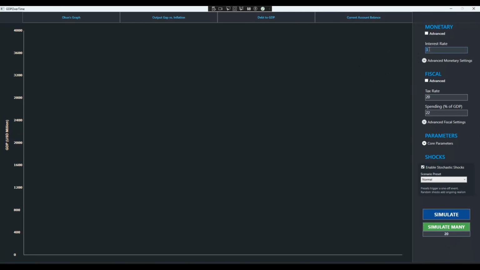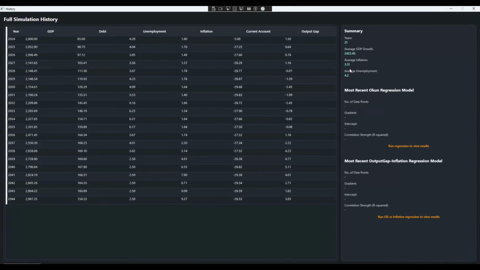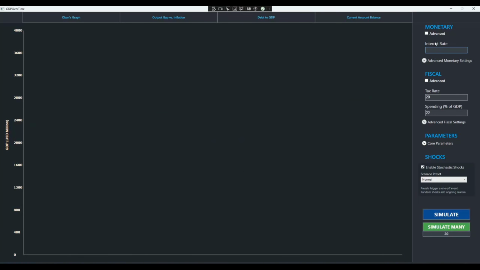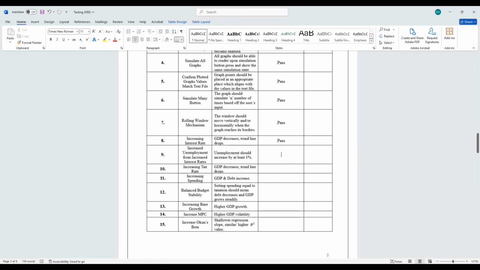So with a low interest rate of 3%, if we simulate 20 years, go to analysis, we can see that the average unemployment was 4.2 for those 20 years with a 3% interest rate. Going back and resetting the simulation, we can set a 12% interest rate, 20 years simulation period. Head over to analysis, and we can see that unemployment has skyrocketed to 19.88 over the 20 years. So for that reason, we can mark this one as a pass as well.